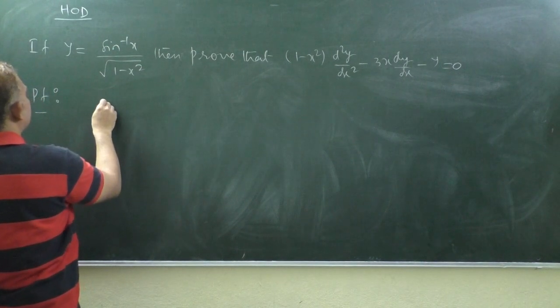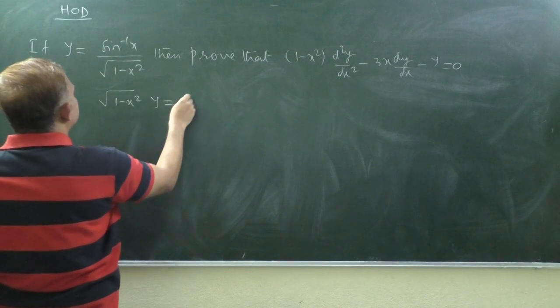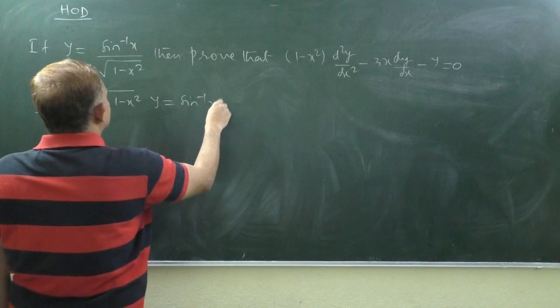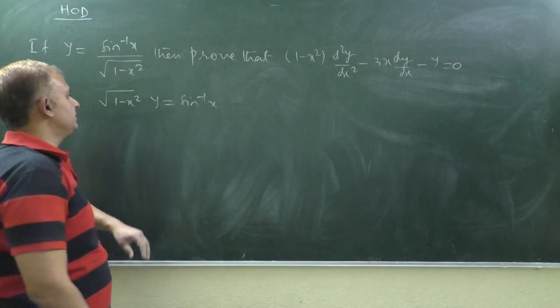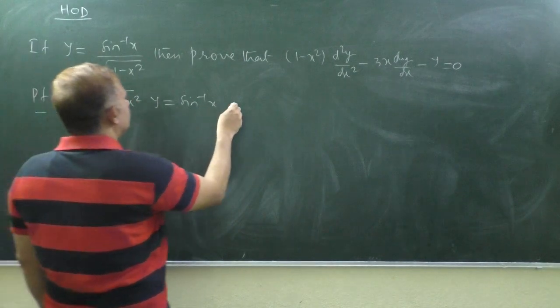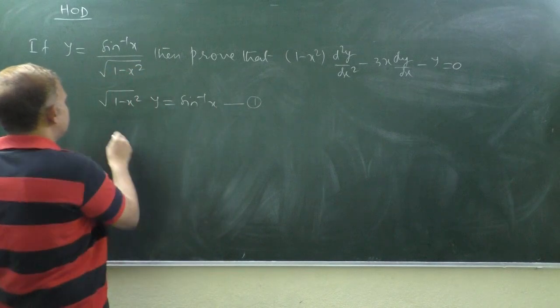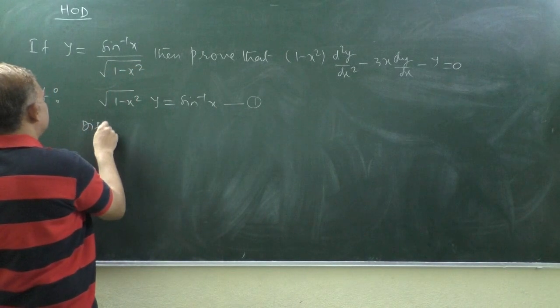Transfer this root of 1 minus x square on left hand side. If you use this technique, then you will find your answer quickly. Otherwise, it would be quite lengthy. Let this be number one, differentiating it with respect to x.